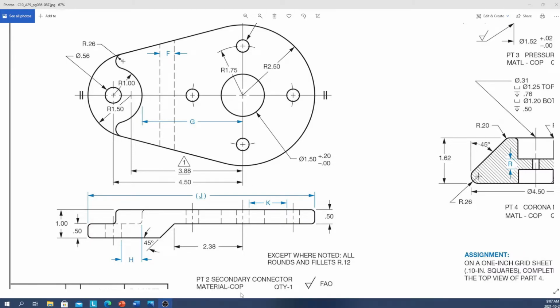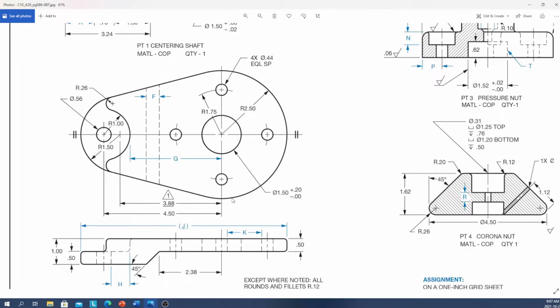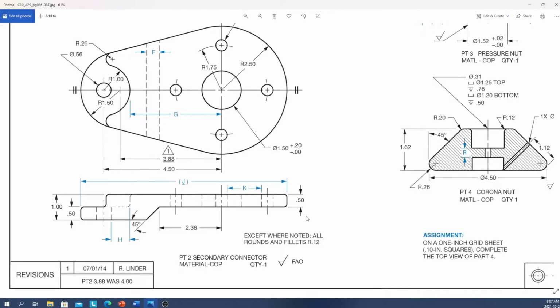There's this note right here with regards to the material. Now sometimes this material is found in your title block or title strip. As a matter of fact, that's often the case. But in this particular situation, the material is found by means of a note. So it's important to scan all over your print to see if there is any information that is not in your title block, but is in fact located on the print by means of a note.